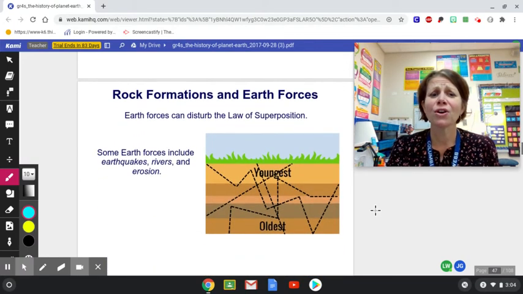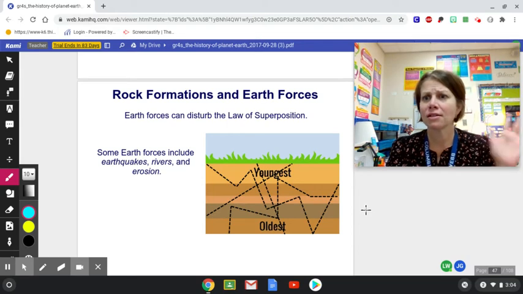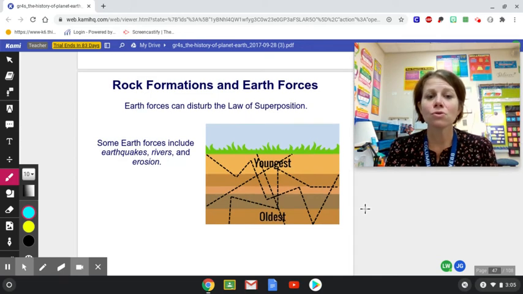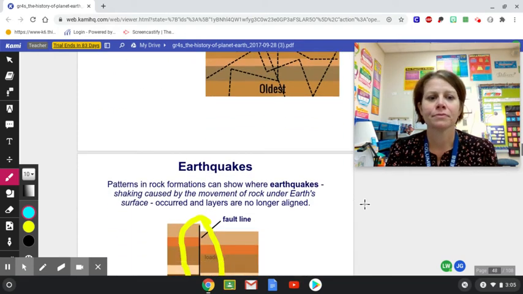So there are really about three things that the earth does that totally cause the law of superposition to get mixed up. And that would be things such as earthquakes, rivers, and erosion. Okay. Those three things can disturb the law of superposition.